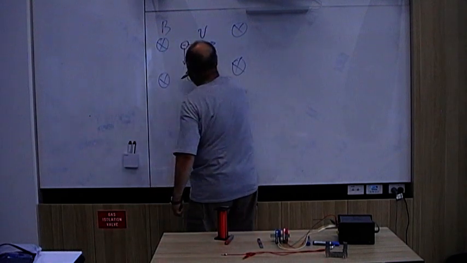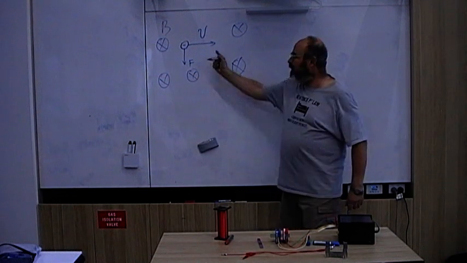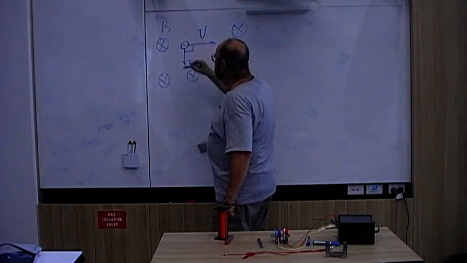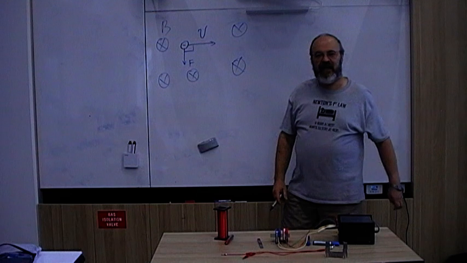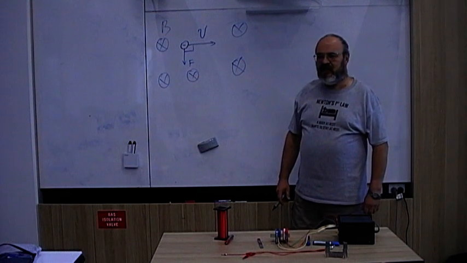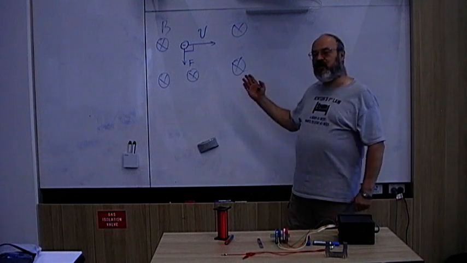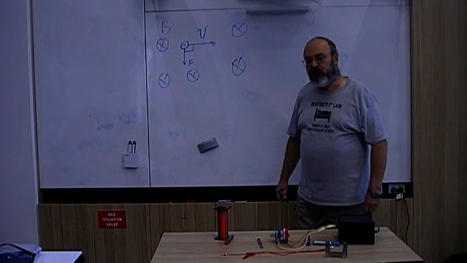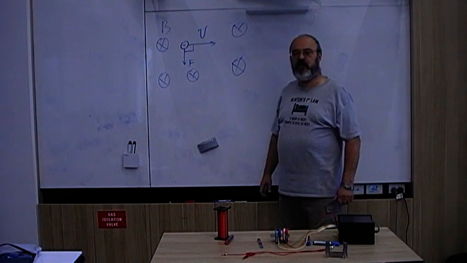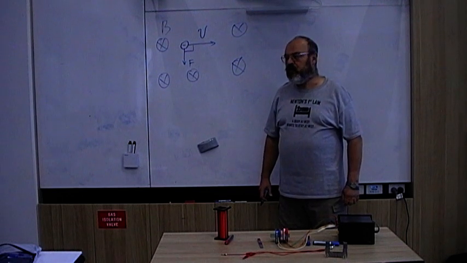And what will be the angle between the force exerted by the magnetic field on the electron and its velocity? What kind of motion will we get if the force acts at 90 degrees to the velocity? Circular motion. So in a magnetic field, a charge will move in a circle.